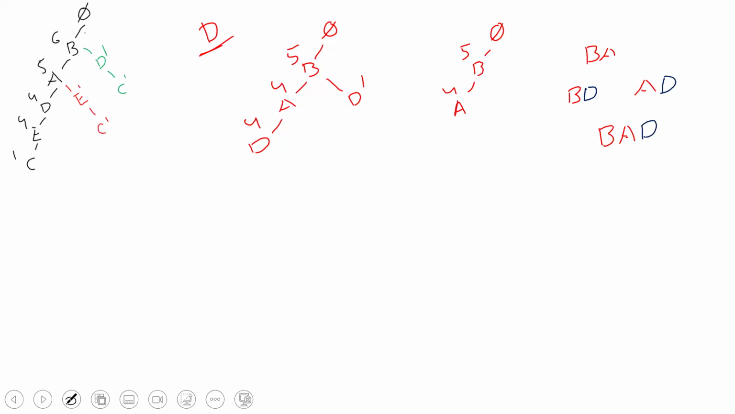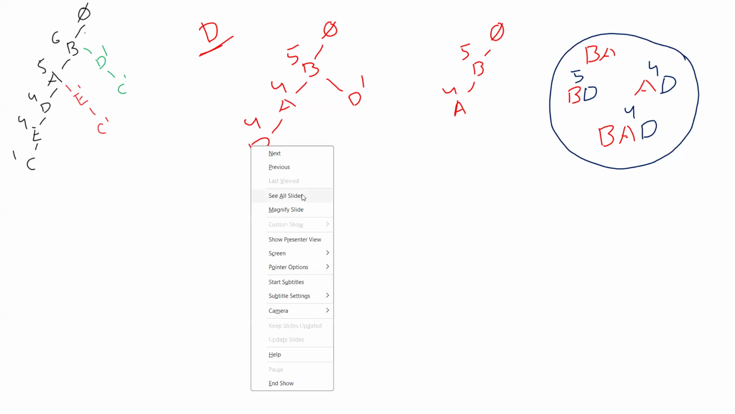What is the support of this? Support of BD is 5 because support of B is 5, support of A is 4, support of BAD is 4. Okay, these are the three items that we have got when we projected the tree onto D. Projecting onto D is done. Now project the tree onto A. We project the tree onto A now.